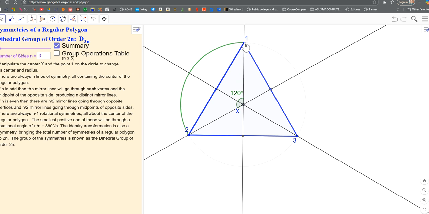Well, the rotation that takes vertex 1 to 2, which is that angle, turns out to be 120 degrees. That's the smallest amount of rotation. That same rotation will take 2 to 3. So let's actually see if we can rotate this.